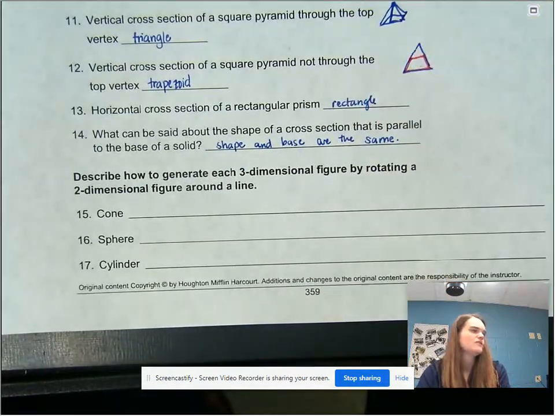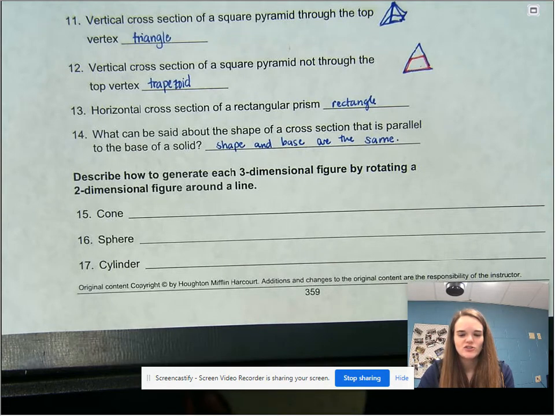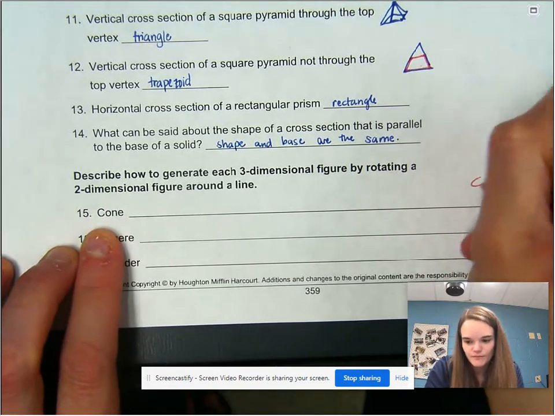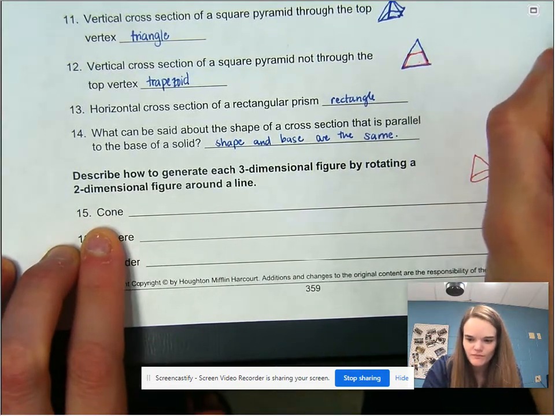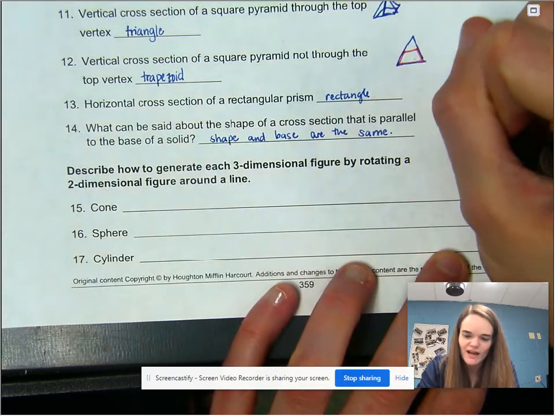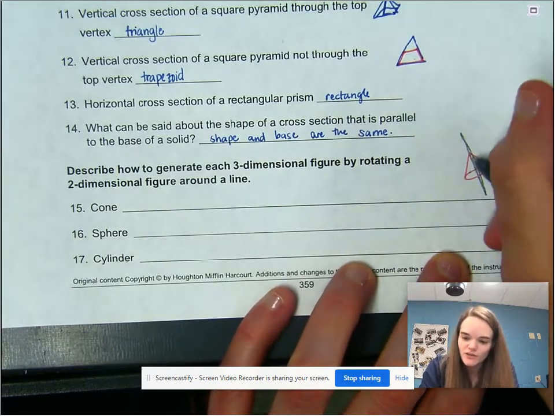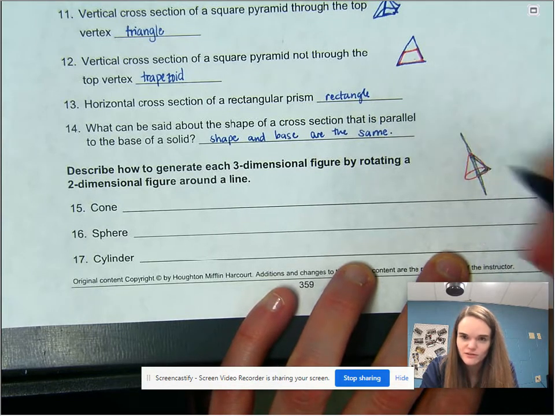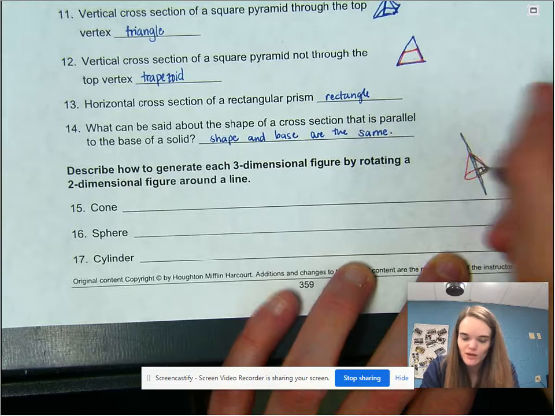Examples 15, 16, and 17 are something different. It says, describe how to generate each three-dimensional figure by rotating a two-dimensional figure around a line. Here is what this means. I'm going to draw a cone. I'm going to draw a line straight through it. What it's asking you is, what is this shape right here? What two-dimensional shape is that? And that just so happens to be a right triangle.